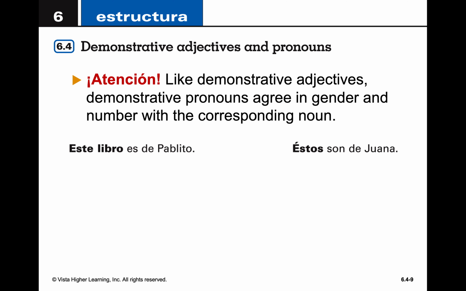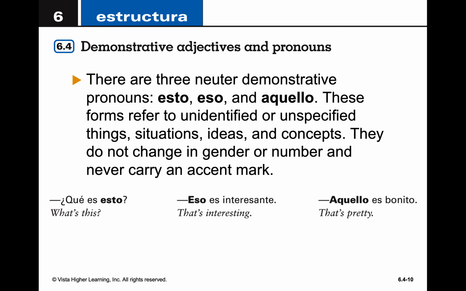Just like the adjectives, demonstrative pronouns are going to, again, agree in gender and number with the corresponding noun. There are 3 neutral demonstrative pronouns, esto, eso, and aquello. Notice these are technically masculine, but if you remember in Spanish, the default, the neutral, is typically the masculine form. These forms are for unidentified or unspecified things, situations, ideas, and concepts.